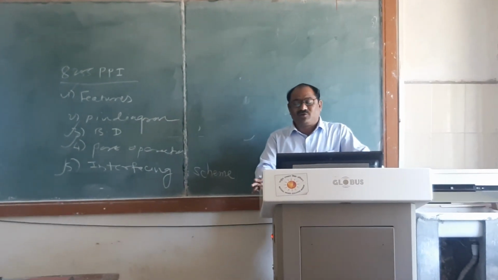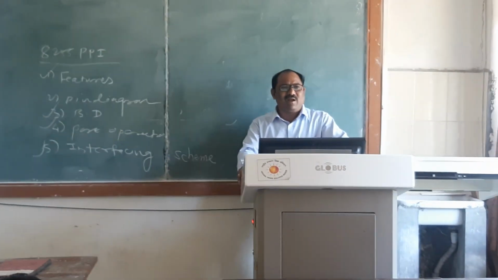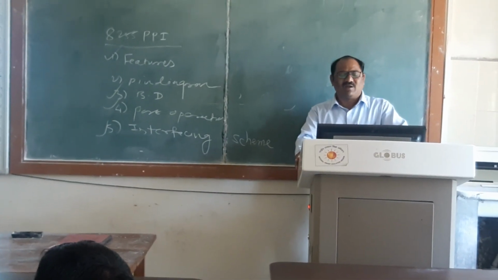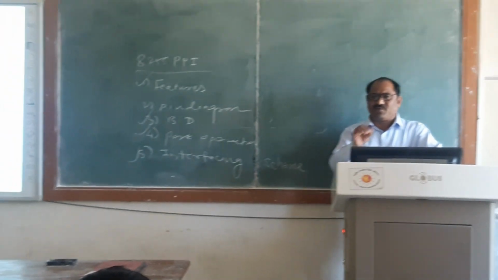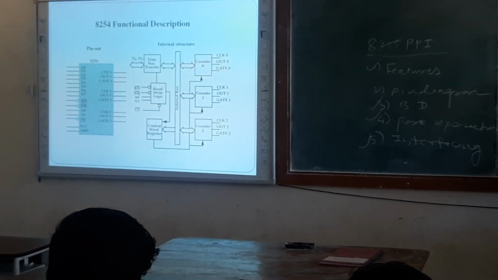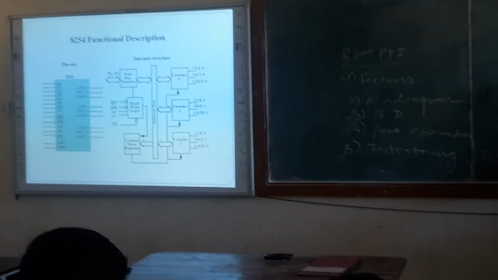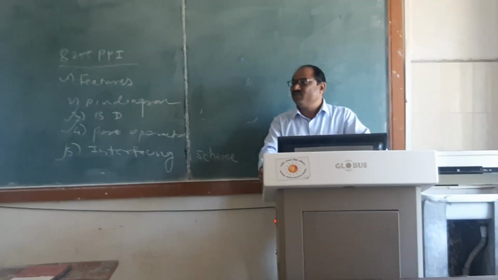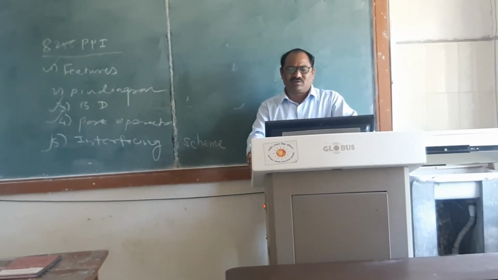Read-write logic has 5 signals: RD bar, WR bar, A0, A1, and CS bar. RD bar means when the voltage on the pin is low, it reads data from the microprocessor. WR bar means when the voltage on the pin is low, it writes data into the microprocessor. And CS bar is connected to the microprocessor with the help of the 74LS138 decoder, a 3-to-8 decoder used for selection purposes.